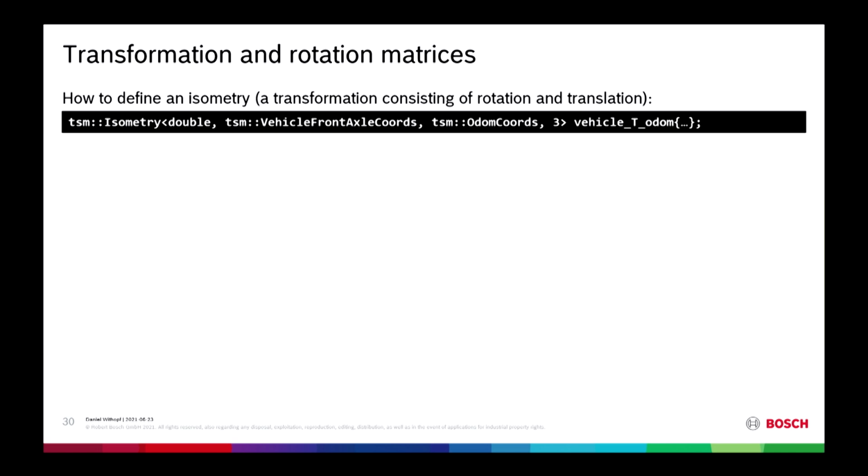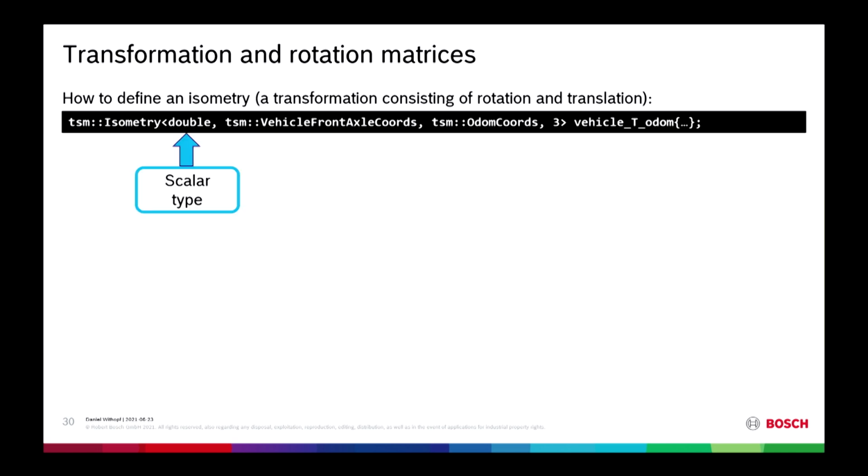Now, until now, I've mainly talked about vectors and matrices, but of course, as I mentioned in the beginning, we also want to model transformations between different vector spaces. So the library also contains an isometry. In case you don't know that, an isometry is a transformation that consists of a rotation and a translation. So this is usually how you get from one Cartesian frame to another one.